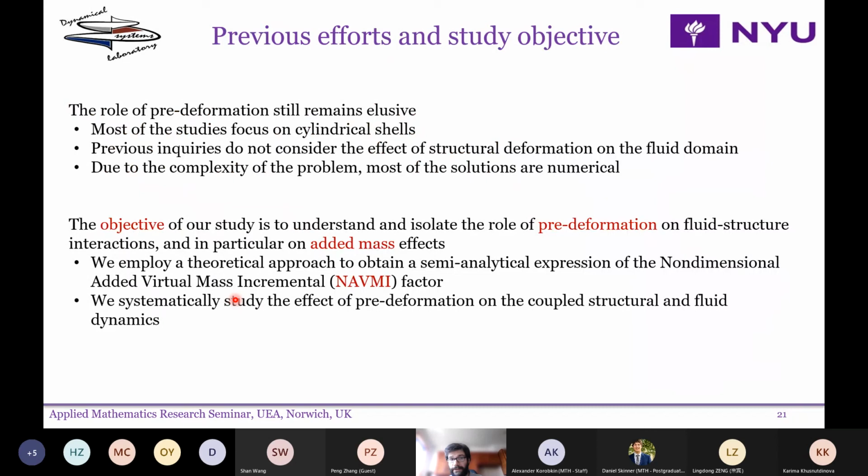However, if you look at the literature, it's not very clear what the effect of the pre-deformation is. In particular, most of the studies focus on cylindrical shells because those are the ones that are easier to treat analytically. In addition, the previous inquiries do not consider the effect of the structural deformation on the fluid domain. If you have a structural deformation, the fluid domain will change as a consequence, because the fluid will fill up that space. And it's not very clear what the analytical solutions for these problems can be, because of the complexity of the problem, most of the solutions that are found are purely numerical.